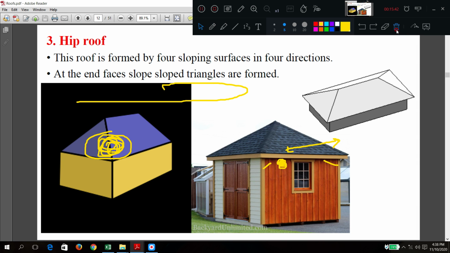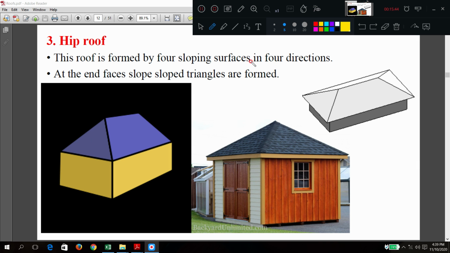Hip roof. What do you mean by hip roof? If it has a slope in four directions, can you see? 1, 2, 3, 4 like this, all sides have slopes, then it is called a hip roof. So four triangles will be formed. 1, 2, 3, 4. So this is another type.